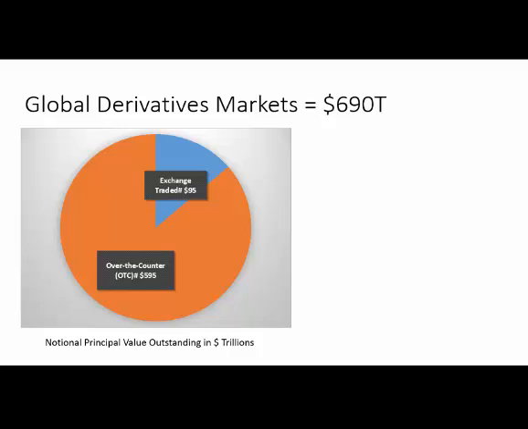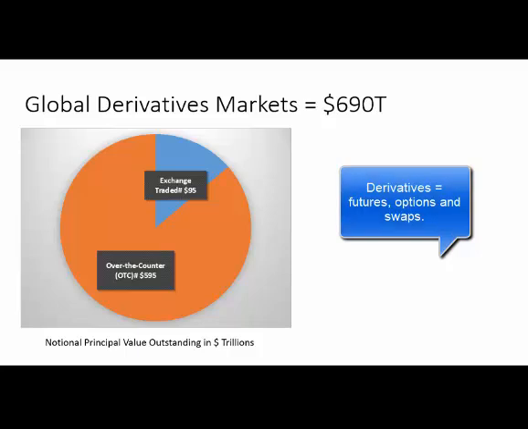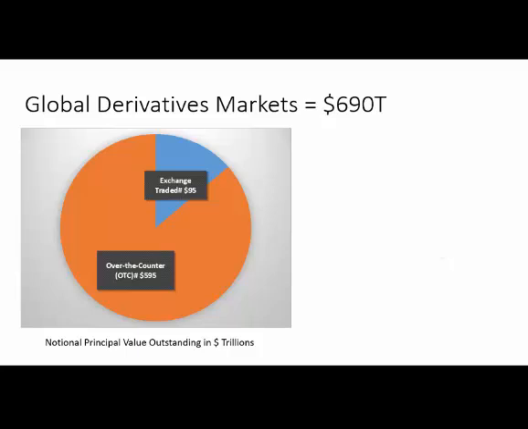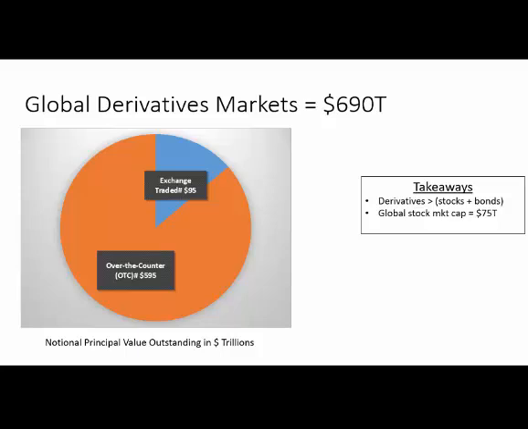Now let's look at global derivative markets. So this is what's called the notional principal value outstanding of all derivative securities at the end of 2019 in trillions of dollars. So the total is $690 trillion. And exchange-traded derivatives represent only $95 trillion, while over-the-counter traded derivatives are much, much larger. The key takeaways here are the notional value of derivatives outstanding dwarfs the size of the stock and bond market. Global stock market capitalization, as I just mentioned, is $75 trillion. In the same year, global bonds outstanding were just $100 trillion. So the global derivative markets are mind-bogglingly large.